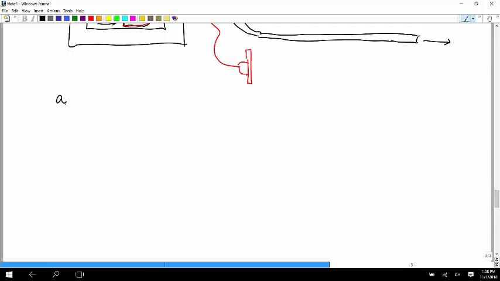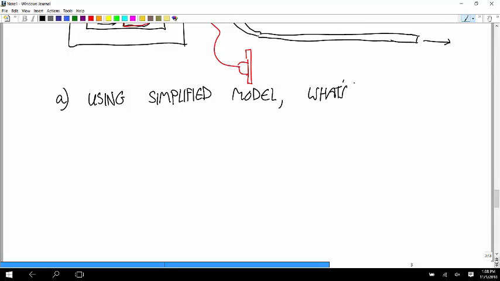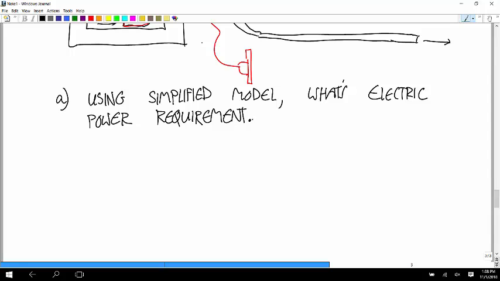Okay, so part A, using the most simplified model, what's the power requirement to achieve that change in height? So that's the end of that one.